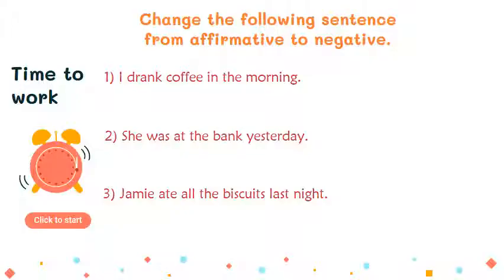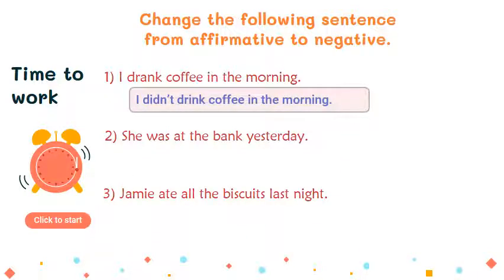Now, let's practice these sentences. Let's change the following sentences from affirmative to negative. I drank coffee in the morning. Where is the action verb? Drank. Okay. And we have to use did not. I did not. What's the base form of the verb drank? It is drink. I did not drink coffee in the morning. I did not or I didn't drink coffee in the morning.